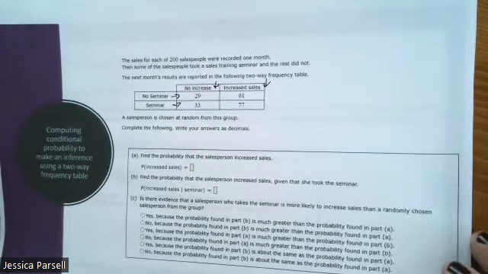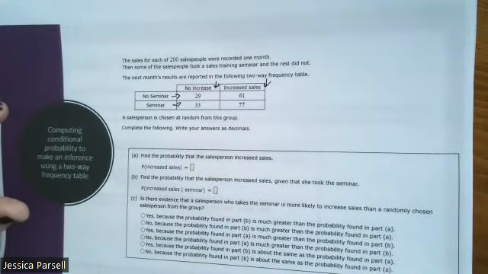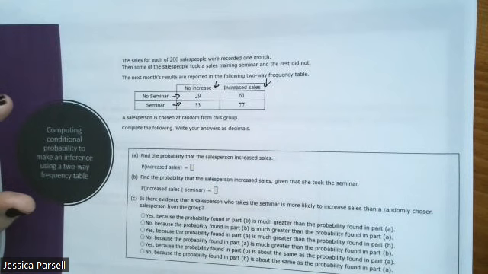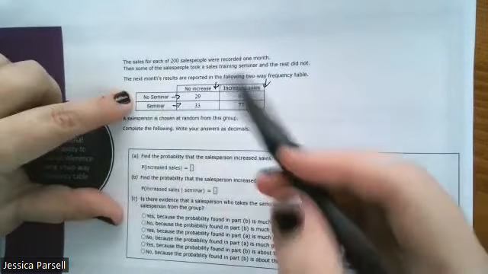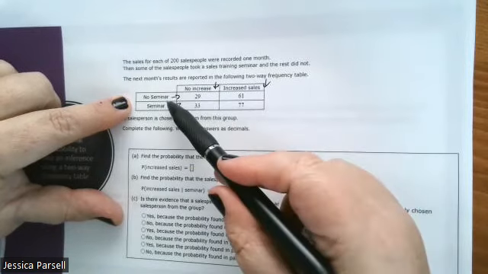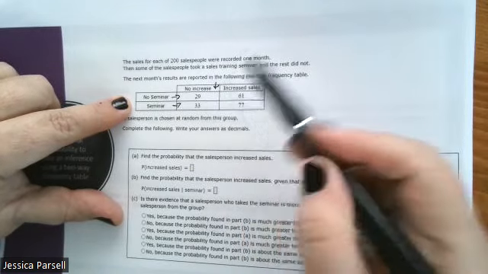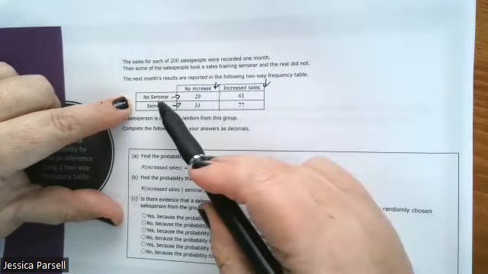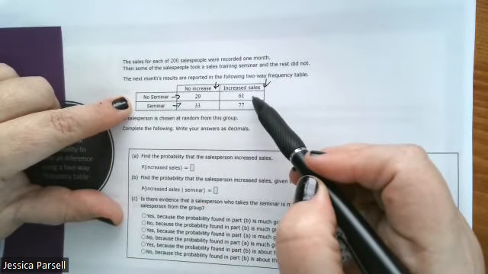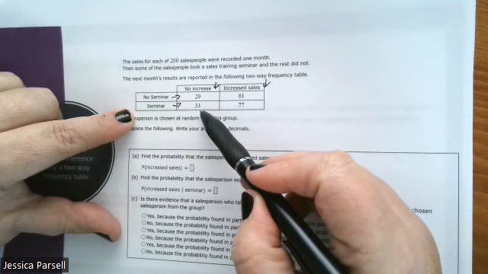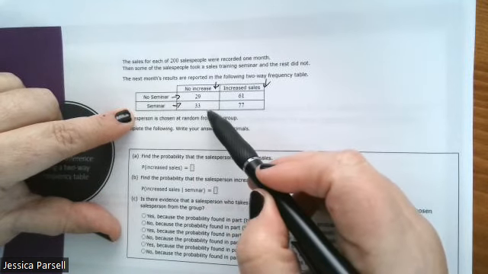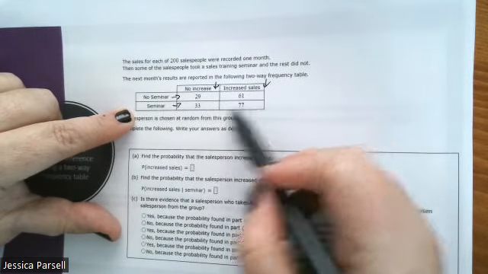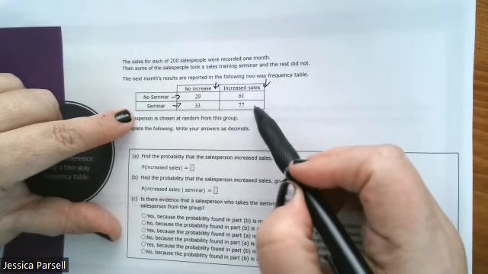Okay, the sales for each of 200 salespeople were recorded for 1 month. Some of the salespeople took a sales training seminar and the rest did not. The next month's results are reported in the following two-way frequency table. Okay, so let's look at this. So we have 29 people that didn't go to the seminar and had no increase in sales. You have 61 people that didn't go to the seminar, but they did increase their sales. You have 33 people that went to the seminar but had no increase in their sales. You had 77 people that went to the seminar and had increased sales.